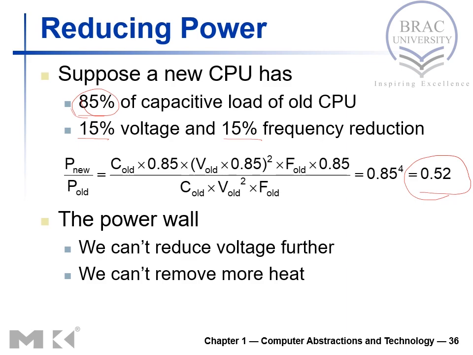So what is the power wall? The power wall is that we can't reduce the voltage further. We are almost at the end. We cannot reduce it further, and we can't remove more heat, which means we cannot design or build a heat sink that can absorb more heat than it is doing now.